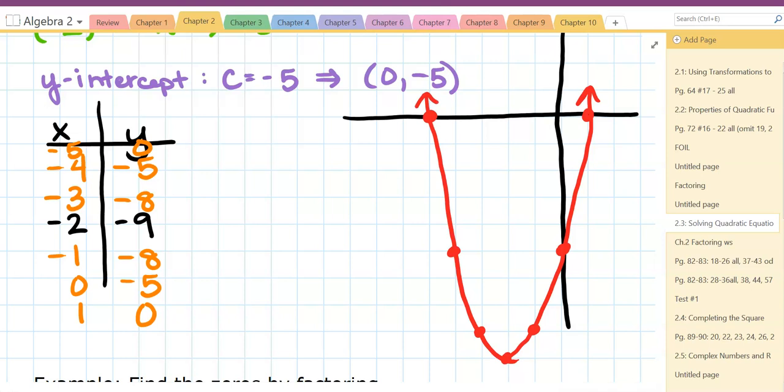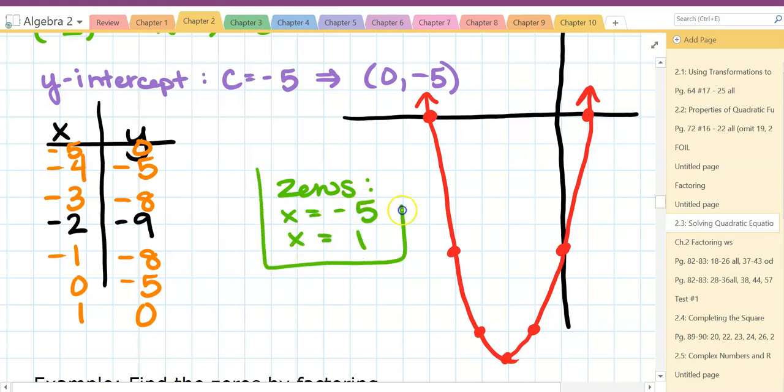So the zeros for this one would be at x equal to negative 5 and x equal to positive 1. So those would be your solutions, or your zeros there. Okay? All right, we're going to finish up today with just some extra practice of those factoring problems that we've seen.